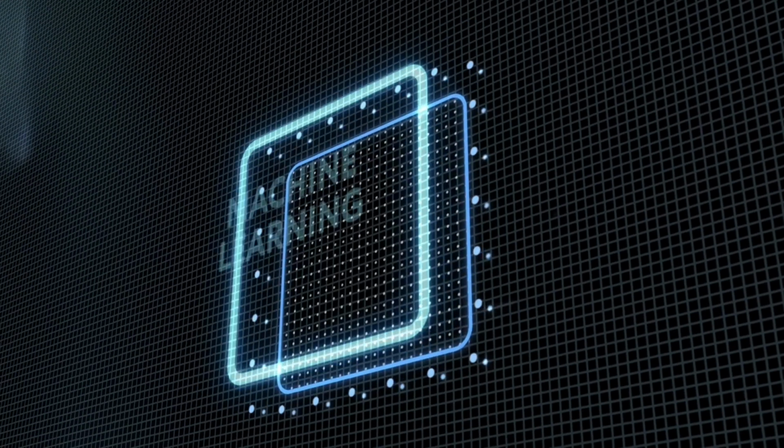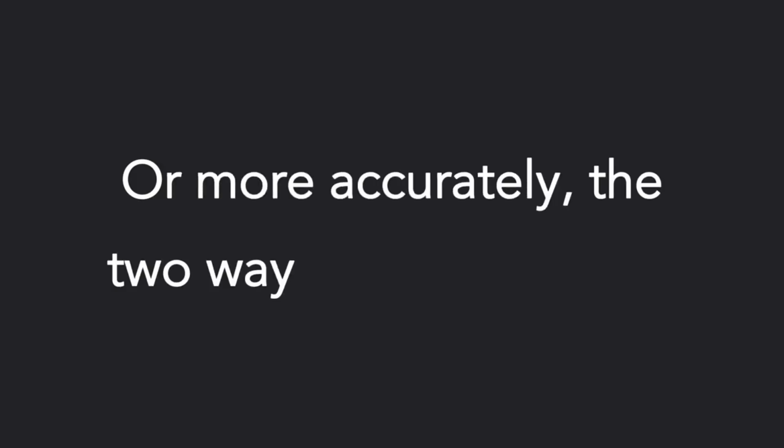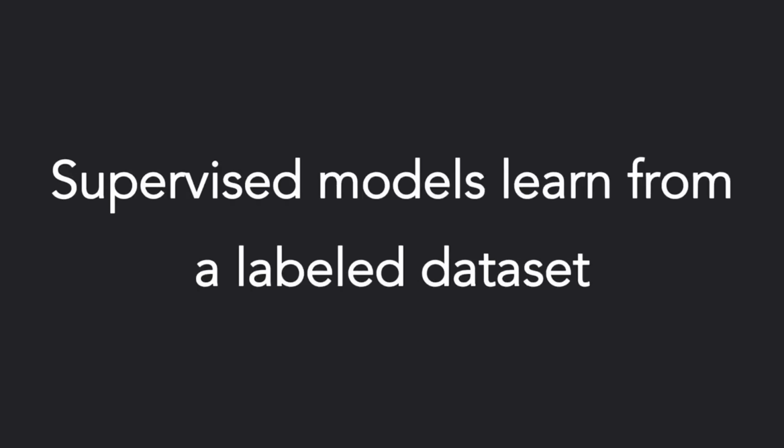Let's get into it. In this video, we'll be going over the two types of machine learning models, or more accurately, the two ways to train models, supervised and unsupervised. Supervised models learn from a labeled dataset.